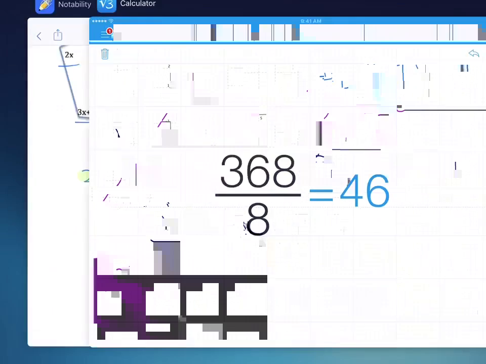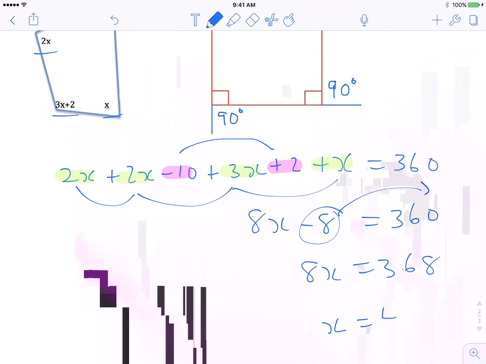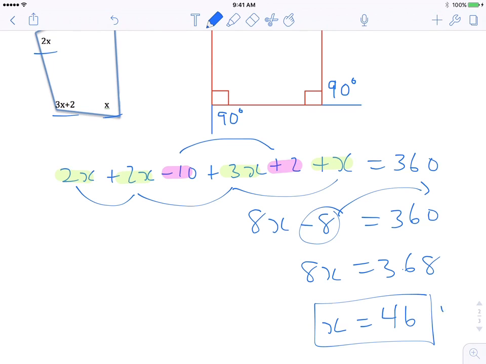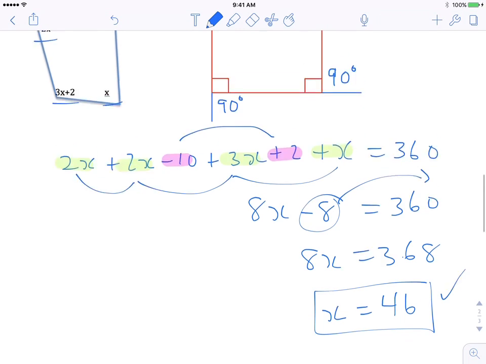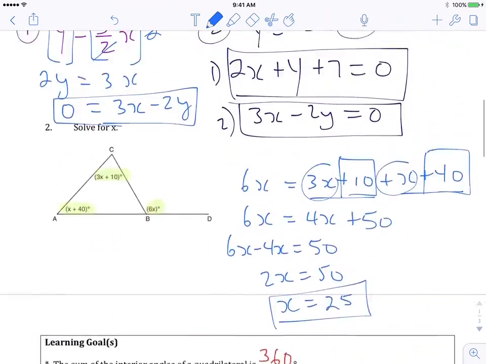is 46, and our answer is 46. Solved for x, done. All right, so hopefully that makes sense, and we'll see you in class.